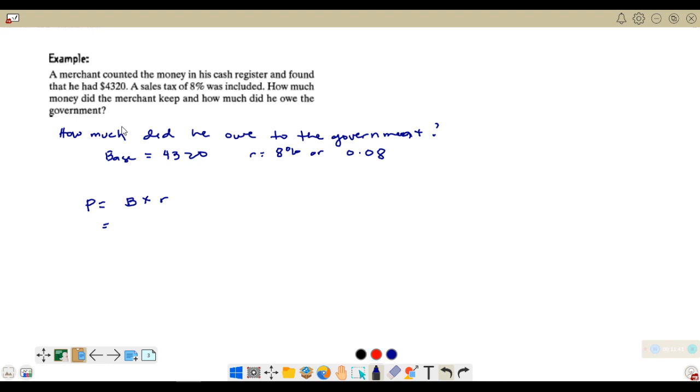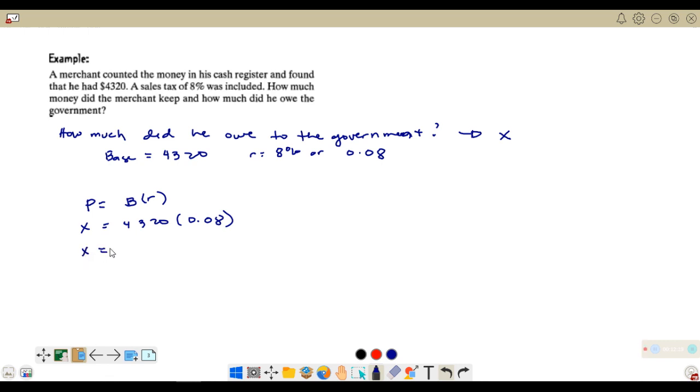So the percentage here, yun yung hinahanap natin. How much money did he owe to the government? Let us represent this by the letter X. So magkano yung babayaran niya sa government? So I think instead of using X here, I will use parentheses so that you will not confuse it with the missing variable X. So the base is 4,320. Times natin siya with 0.08. Ito yung ibabayad niya sa government.